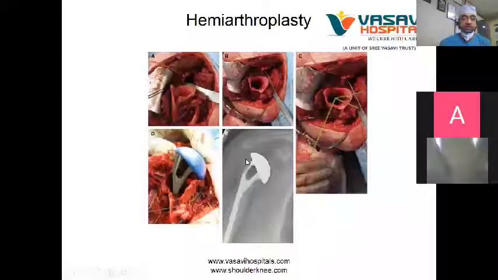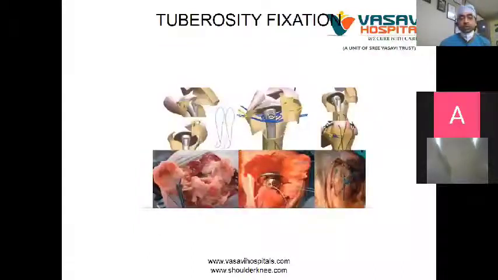The advantage of this is that you don't need any immobilization. You can start moving the shoulder immediately, and the chance of stiffness is very less. As you can see here, this is a cemented stem. I've also made sure that the prosthesis which is outside the shaft is free of any cement, because cement can interfere with healing of the tuberosities. So this is just a pictorial representation.